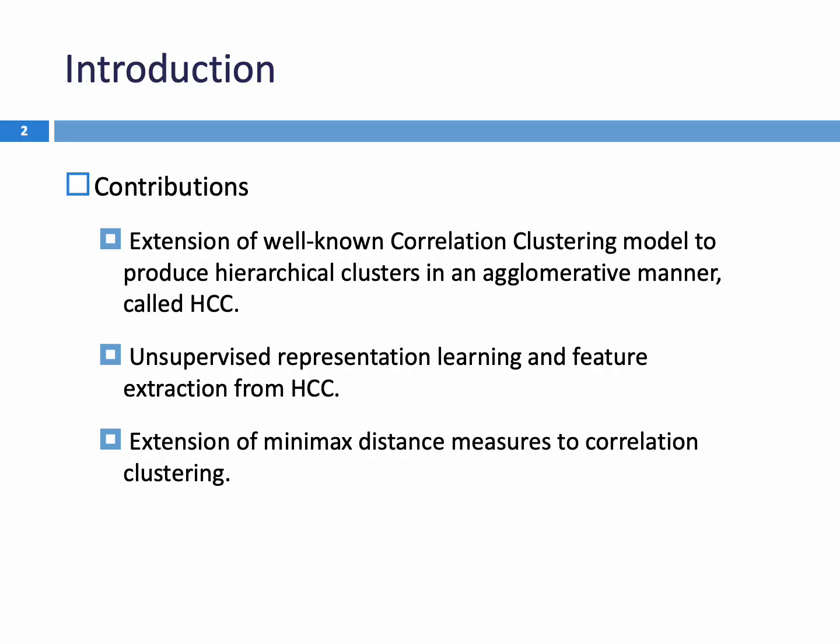This is joint work with Mustafa Hagir from Tehran Polytechnic on hierarchical correlation clustering and tree-preserving embedding. In this work, we first extend the well-known correlation clustering to produce hierarchical clusters at different levels, which we call HCC. Then we study unsupervised representation learning and feature extraction from HCC. And finally, we study the extension of minimax distances to be used with correlation clustering.